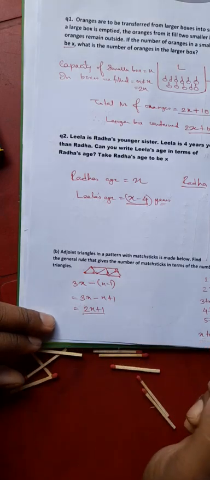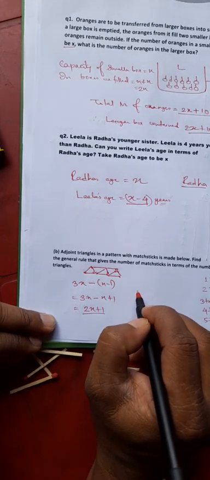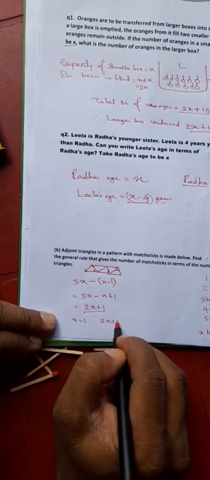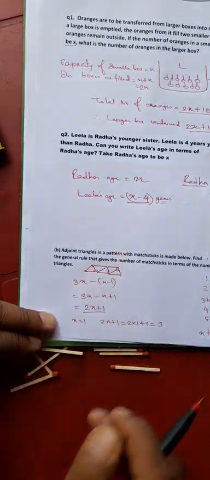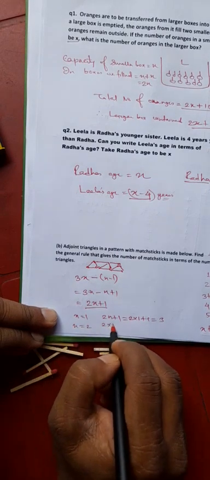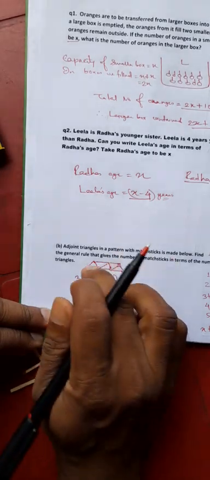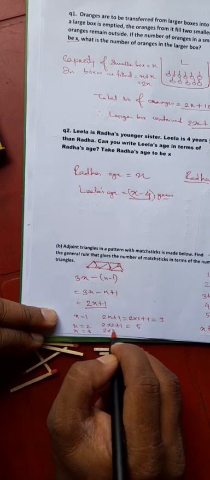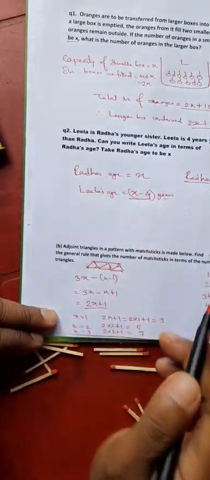For example, if you put x equal to 1, 2x plus 1 means 2 into 1 plus 1 equal to 3. That means you will get one triangle. When you put x equal to 2, then 2 multiplied by 2 plus 1 equal to 4 plus 1, 5. That means you find 2 triangles. If you put x equal to 3, 2 into 3 plus 1 equal to 7. That means you will find 3 triangles, and so on.